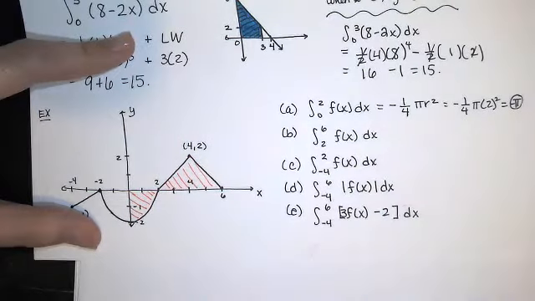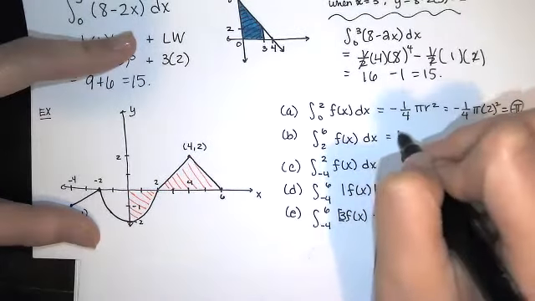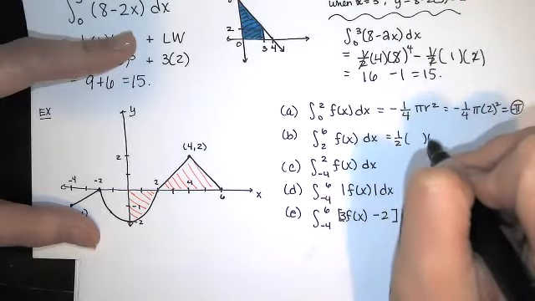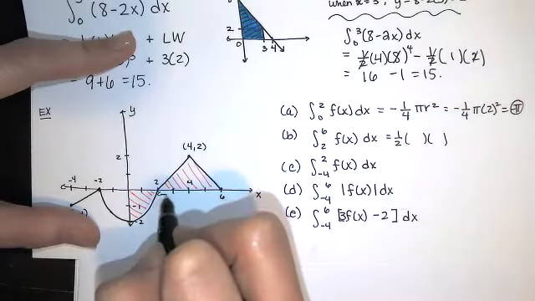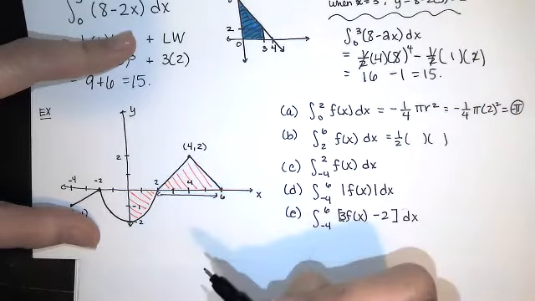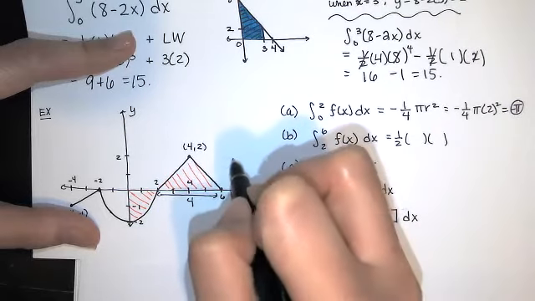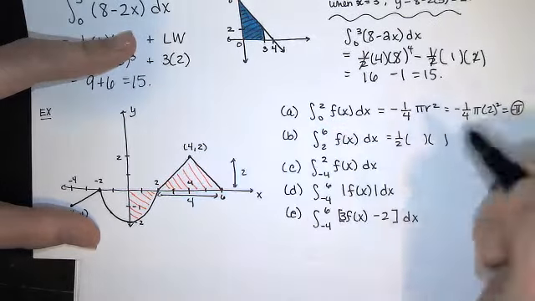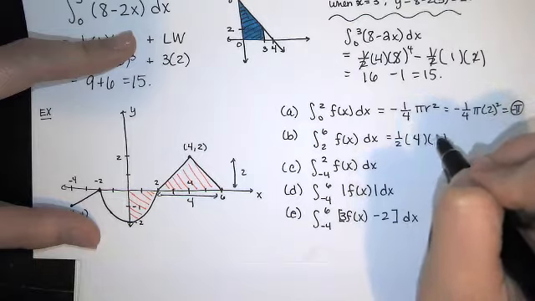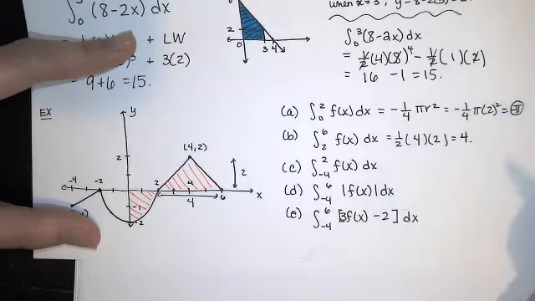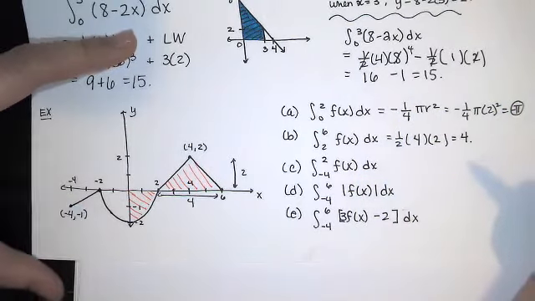Then we're asked for the integral from 2 to 6 for this function. Well, that's just a triangle, so we can use 1/2 base times height. The base, that's the distance from 2 to 6, that's 4 units. That height is 2 units, so it's 1/2 of 4 times 2, so that's 4, okay?